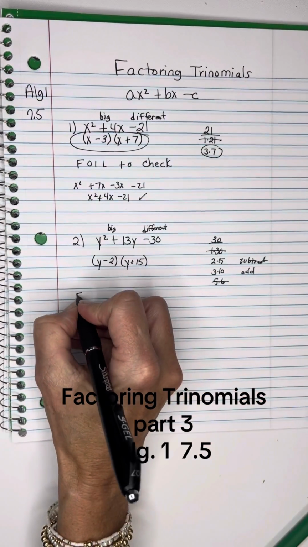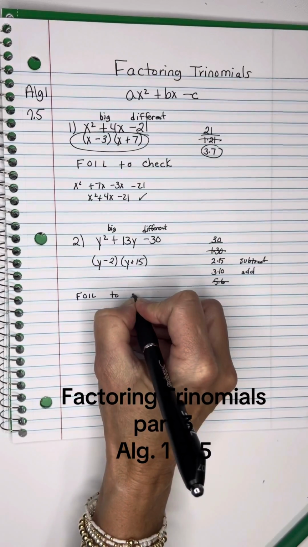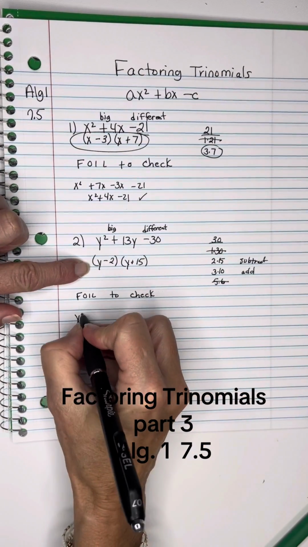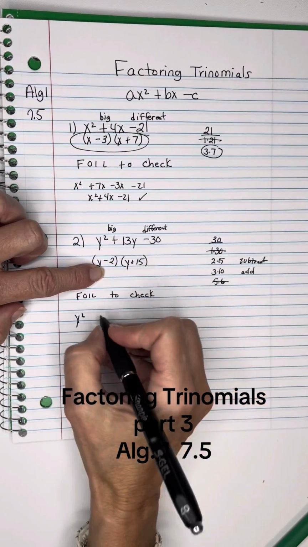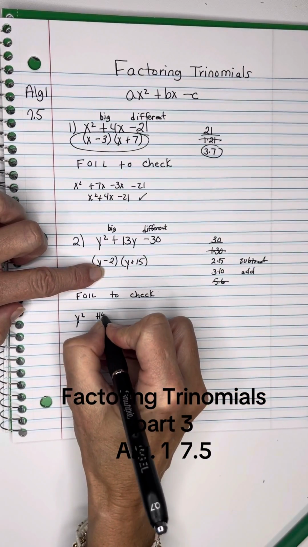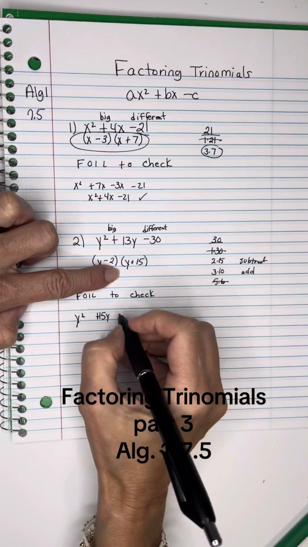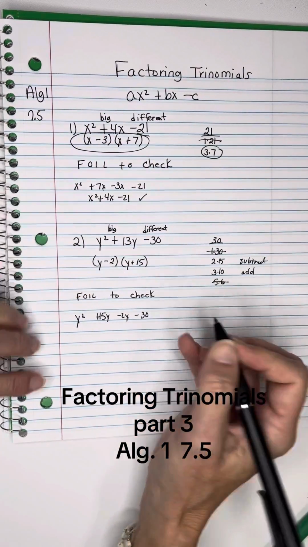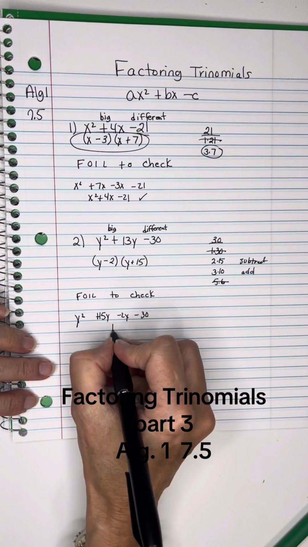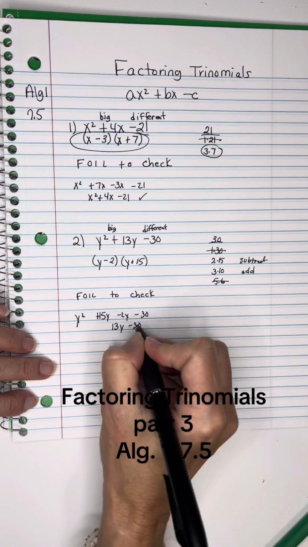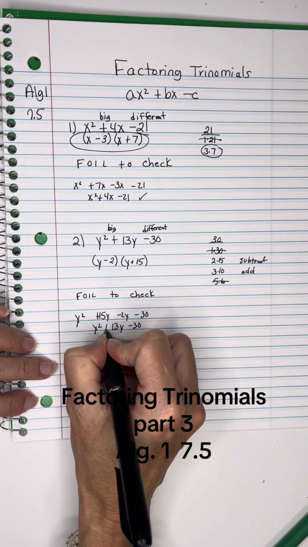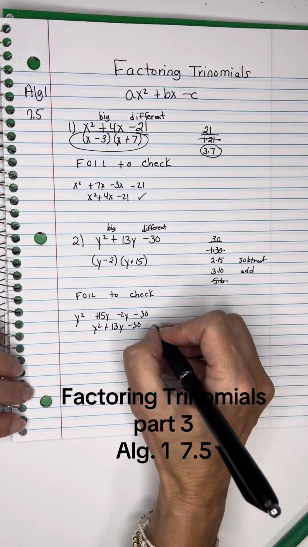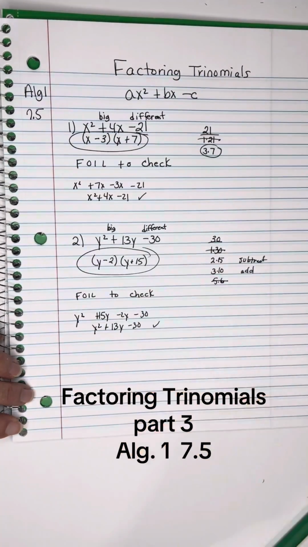Okay, better foil to check. The first terms are y squared. The outside terms are 15y. The inside terms are negative 2y. And the last terms are negative 30. 15 minus 2 is 13y. Okay, so did it go back to the original? Check every sign. Yes, it did. So this is my solution.